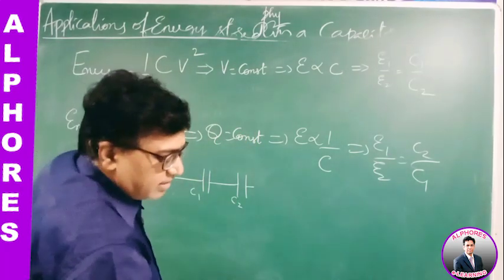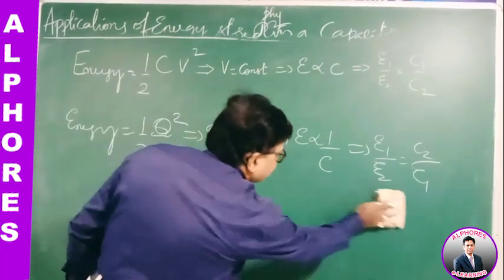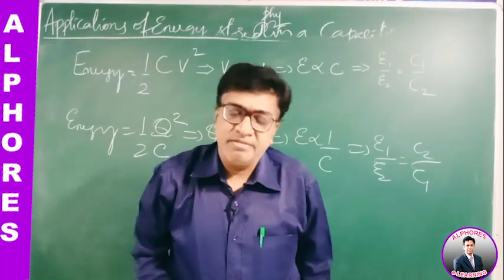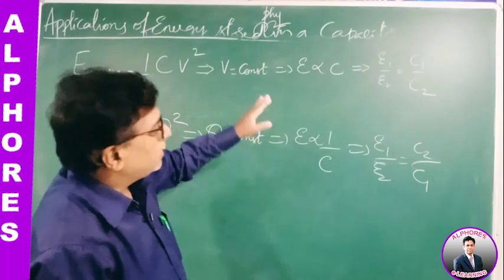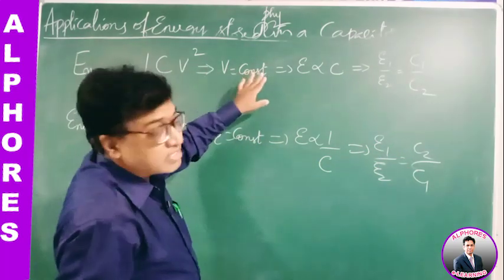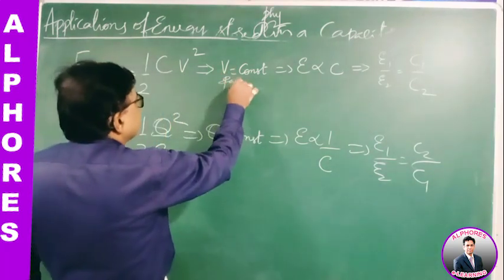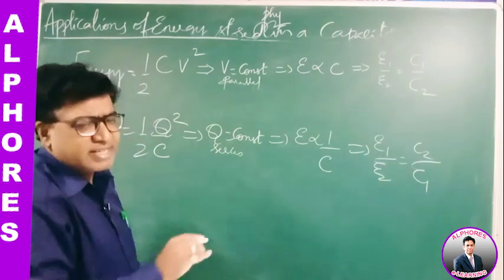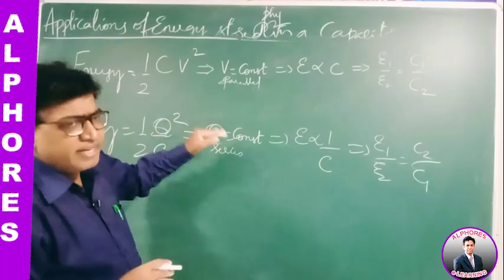So if the capacitors are in series, with charge Q maintained constant, then the energy stored is inversely proportional to capacity, E1 by E2 is C2 by C1. And if potential is maintained constant, please remember, that is a parallel connection. Q constant is a series connection. It's not that it is constant only in series, nothing like that.